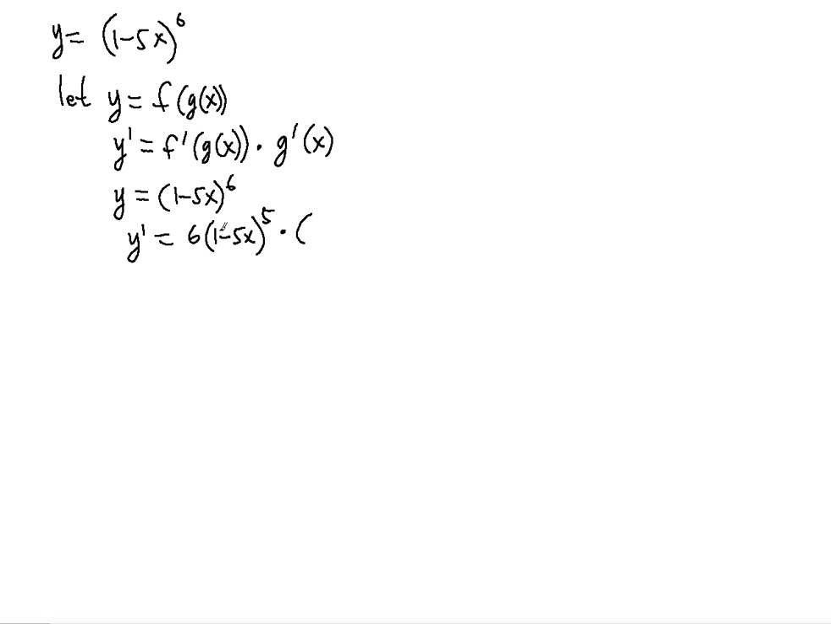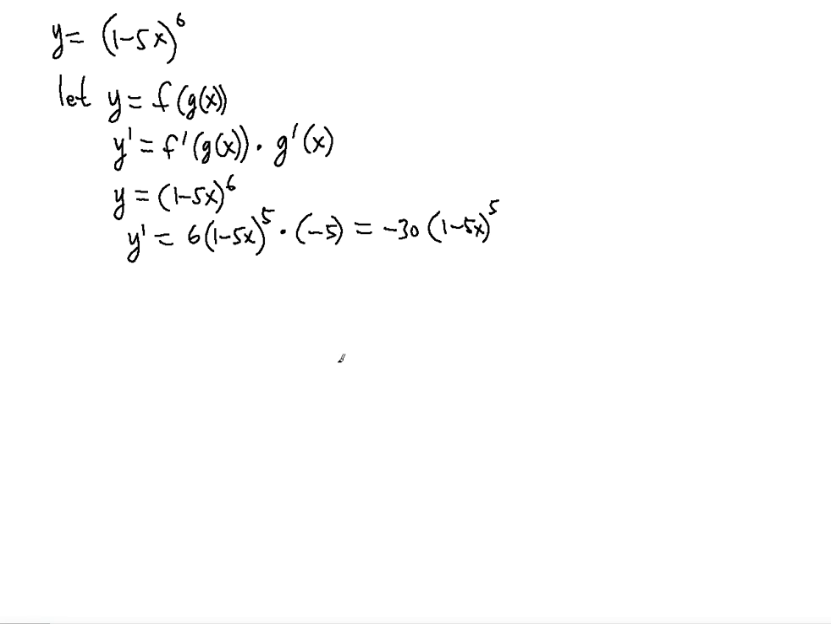Since g of x is 1 minus 5x, we take the derivative. That's what g prime of x simply means, right? And the derivative of 1 minus 5x is going to be 0 minus 5, so it's going to be negative 5. And that will give us negative 30, because we multiply the negative 5 with the 6. Negative 30 times (1 minus 5x) to the 5th power. That's the first method that you can use using the chain rule.